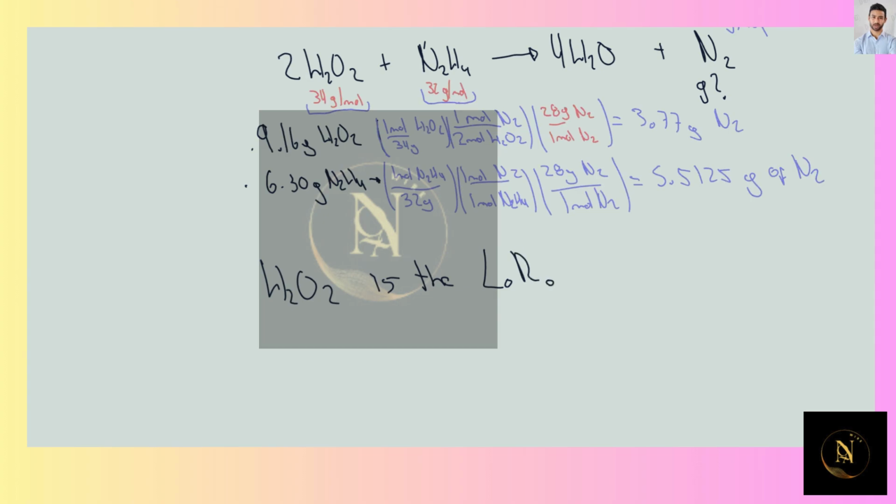produce less amount of nitrogen, and the mass of nitrogen produced is going to be equal to 3.77 grams of N2.